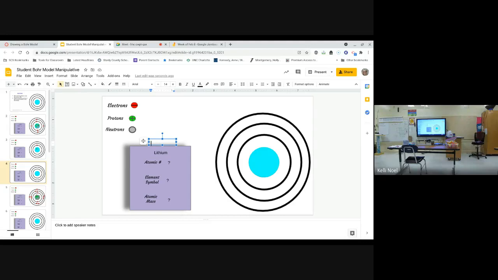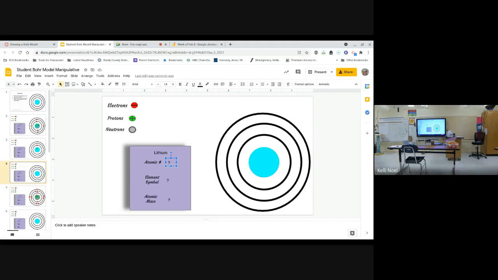L-I-T-H-I-U-M. Okay. Lithium, the atomic number is on the periodic table, it's going to be under hydrogen. Oops, I didn't mean to do that. For number 5, I don't have anything. But you do. Don't worry about the number, your number 5 is going to be my number 4. So don't worry about that number yet. So we're going by lithium right here.